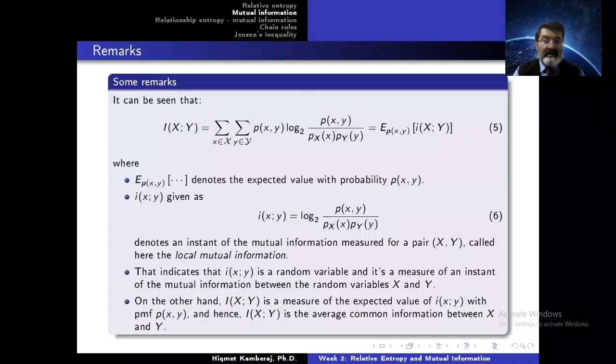On the other hand, the big I(X;Y) is a measure of the expected value of little i(x;y), with probability mass function p(x,y), and hence the mutual information between X and Y can be seen as the average common information between X and Y.